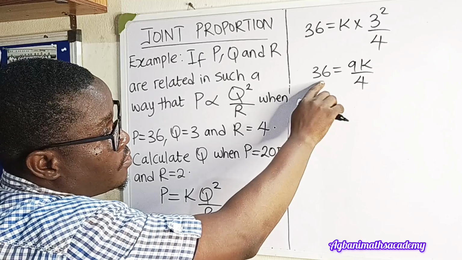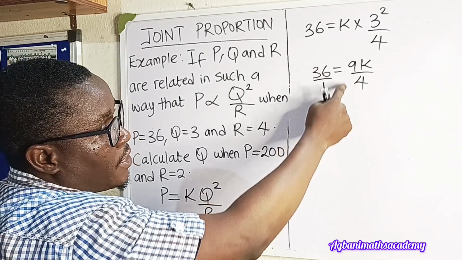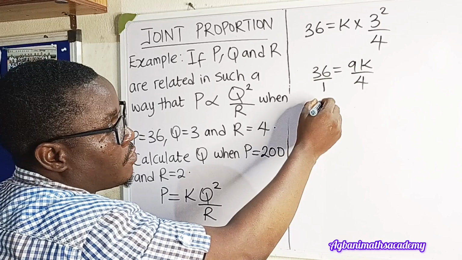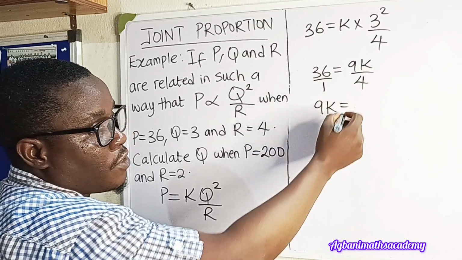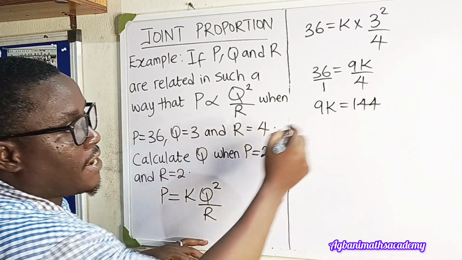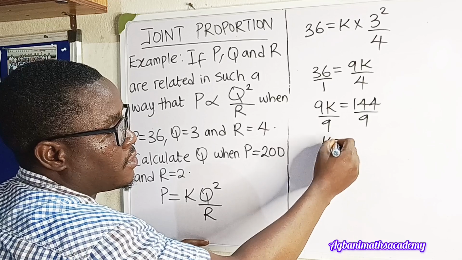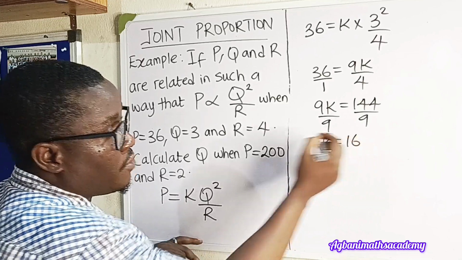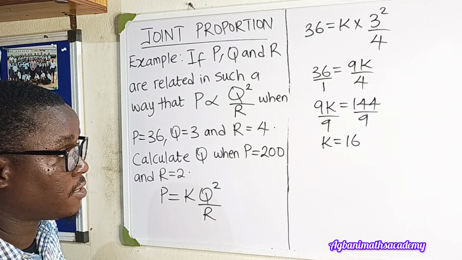So we also know that 36 is the same thing as 36 over 1, so we can cross multiply. Okay, 1 multiplied by 9K is going to give us 9K is equal to 36 multiplied by 4, which is going to give us 144. Okay, so dividing both sides by 9, we have K is equal to 16. So the value of K in this relationship is 16.